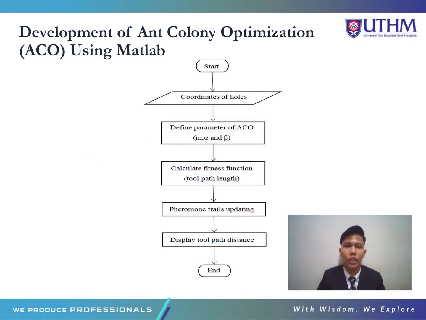Development of ant colony optimization, ACO, using MATLAB. Based on the flowchart, it starts with coordinates of the holes, followed by defining the parameters of ACO, and calculating the fitness function, which is tool path length, followed by pheromone trail updating, and it will display the tool path distance, and it will end the MATLAB simulations.